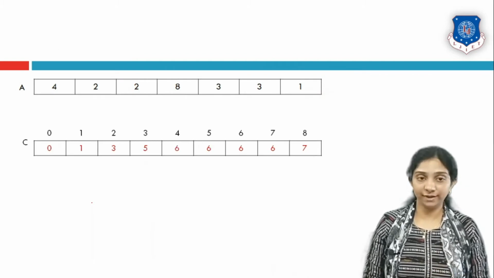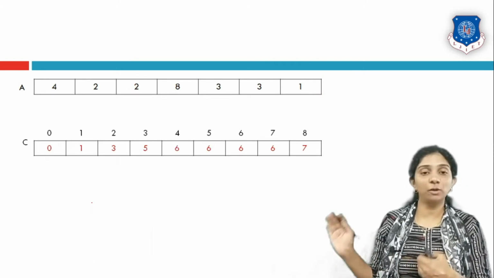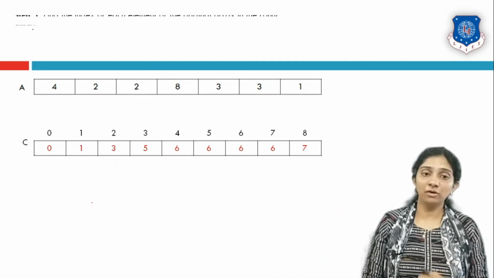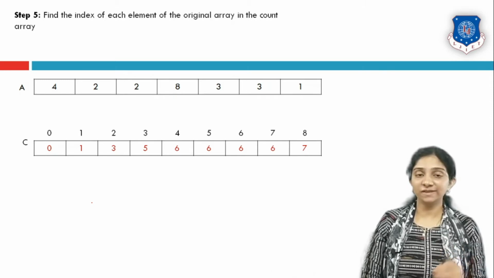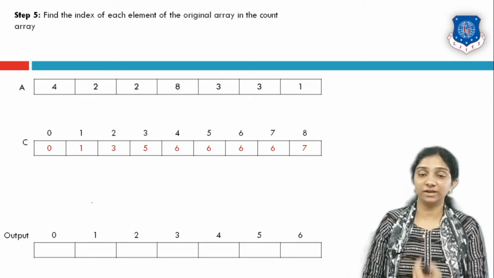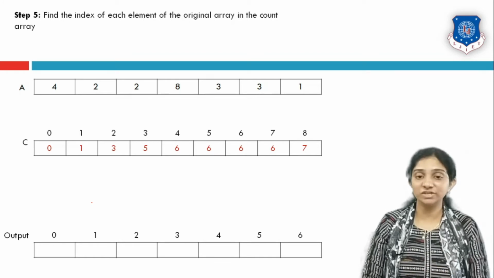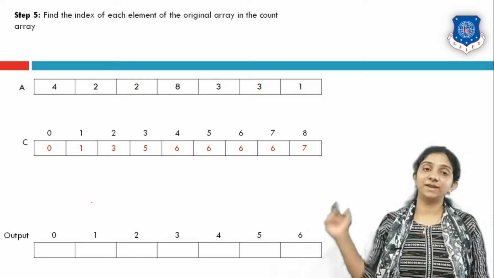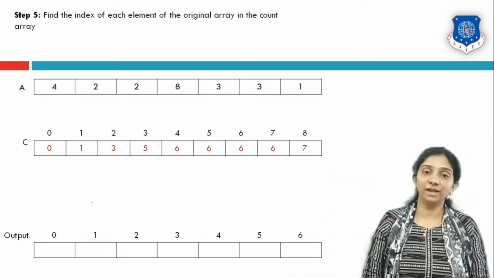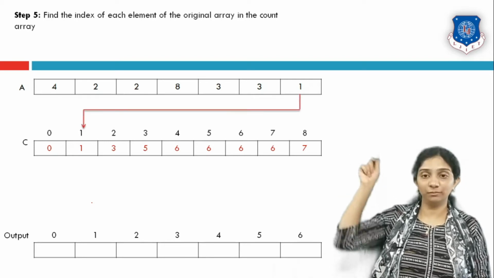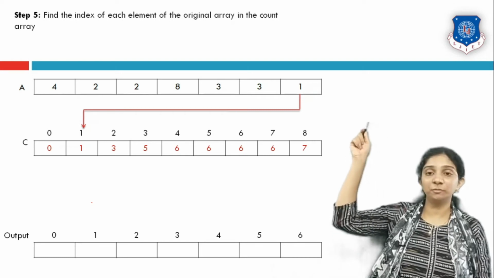Now this is your input array A, and this is the cumulative count array that we have just generated. Now how is sorting done? The next step is to find the index of each element from the original array in the count array. Let us consider this is my output array, which is initially blank because it also contains only 7 elements, the same as your input list. We will take the first element as the last element from the input list. The last element from the input list is 1.